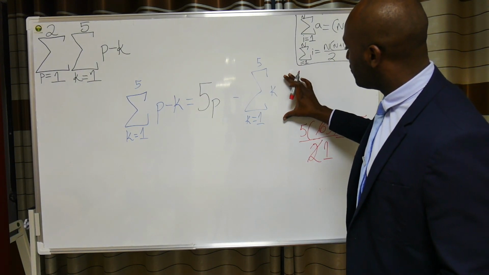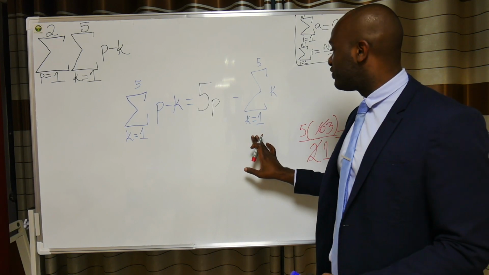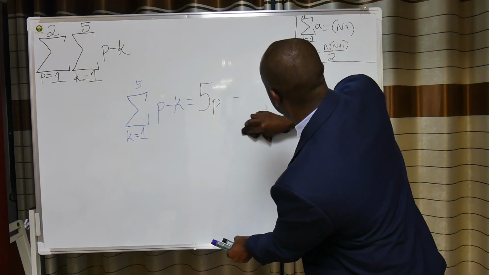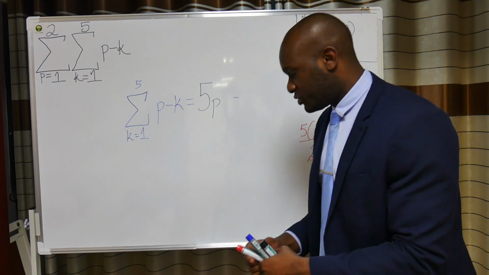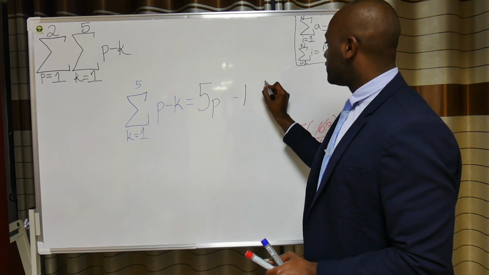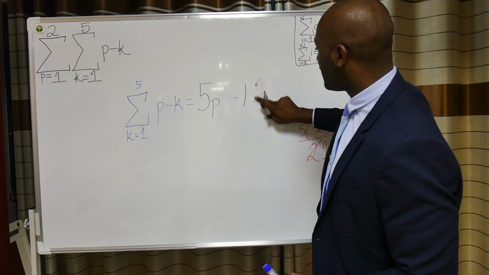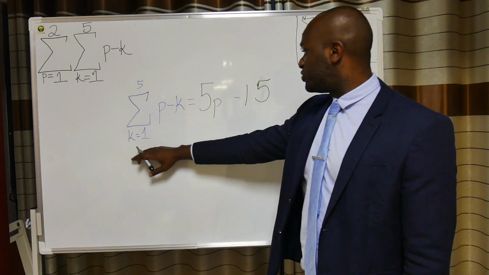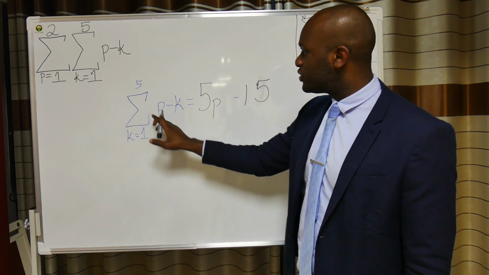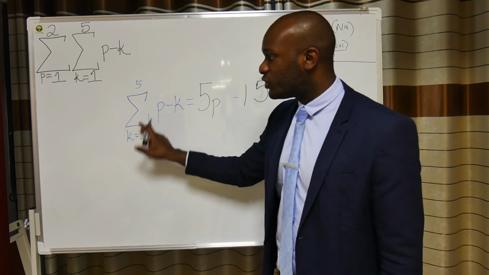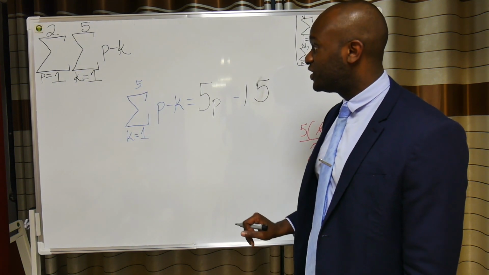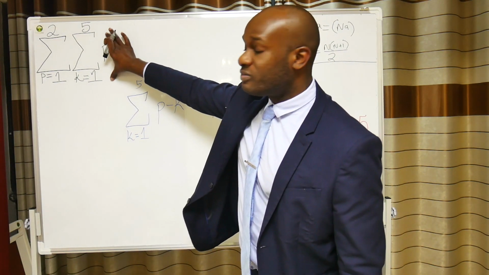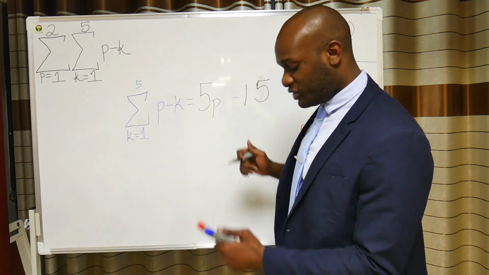We now know that this summation is going to be equivalent to 15. So I'm going to erase this summation and instead just put 15. Here we go. We have figured out that this inner summation is going to be equivalent to 5p minus 15. In other words, the summation of p minus k from k equals 1 to 5 is going to be equal to 5p minus 15. So I'm just going to rewrite our initial problem, but I'm going to replace this inner summation with what we know it to be.